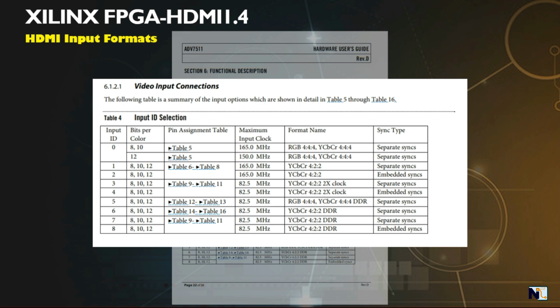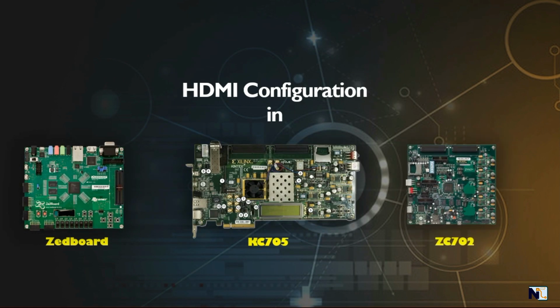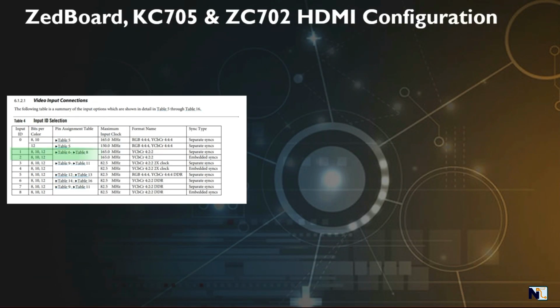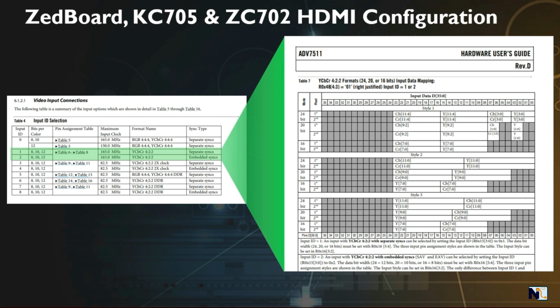Let's see how the HDMI IC is configured in the following boards. On these boards, the HDMI IC is configured with input ID 1, that is, YCbCr 4:2:2 16-bit input with separate sync signals. This picture clearly shows the detailed pin configuration. These boards' HDMI supports style 3 of input data with right justification. It is highlighted in this picture. This information will also be needed while doing the register programming. Out of 36 bits, bits 8 to 23 are used for the 16-bit parallel input data.